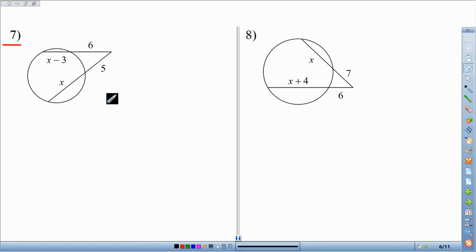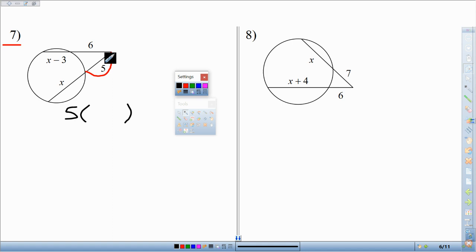All right, so let's try. Taking a look at number 7. Both of these have variables, and it doesn't matter which one you start with. Let's just start with this one here. When we go to do this, always start with that outer segment. So I'm going to start with the 5, and then I'm going to multiply it times the entire segment, which is not just the x, it's the x plus the 5, the whole thing.